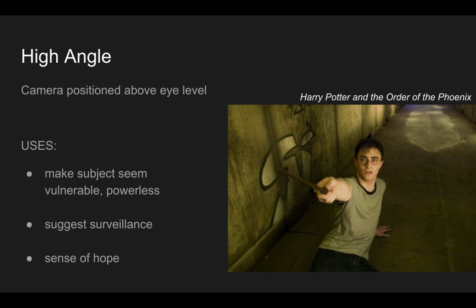Okay. On to the next one, the high angle. So if the low angle is positioned below eye level, the high angle is the opposite. It's when the camera is positioned above eye level, looking down on the characters. And this can often have the opposite effect of the low angle. So the high angle can make the characters seem threatened, as we see here with Harry Potter. Can make them seem more vulnerable. It can actually diminish the power that a character might have.